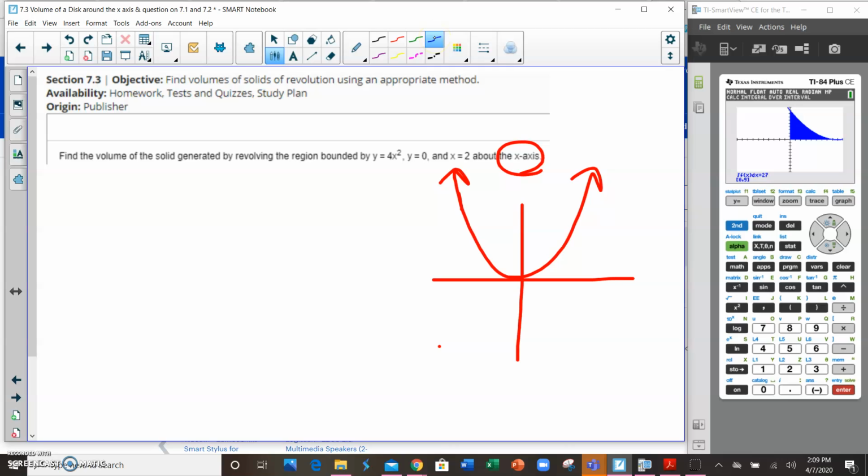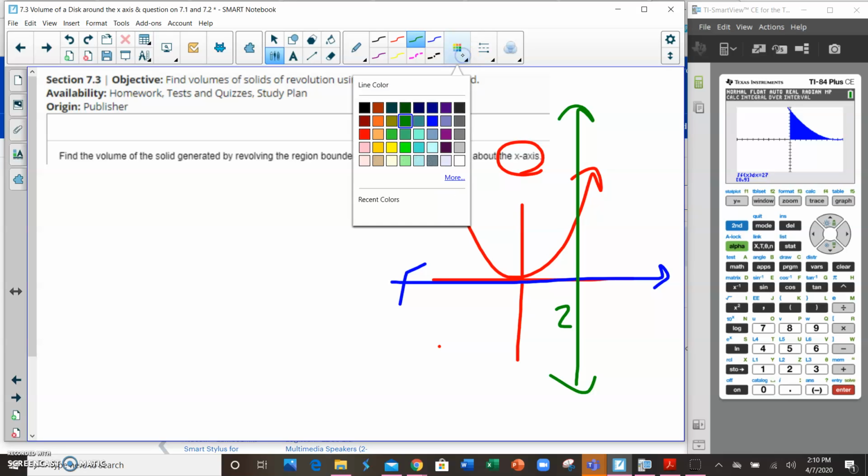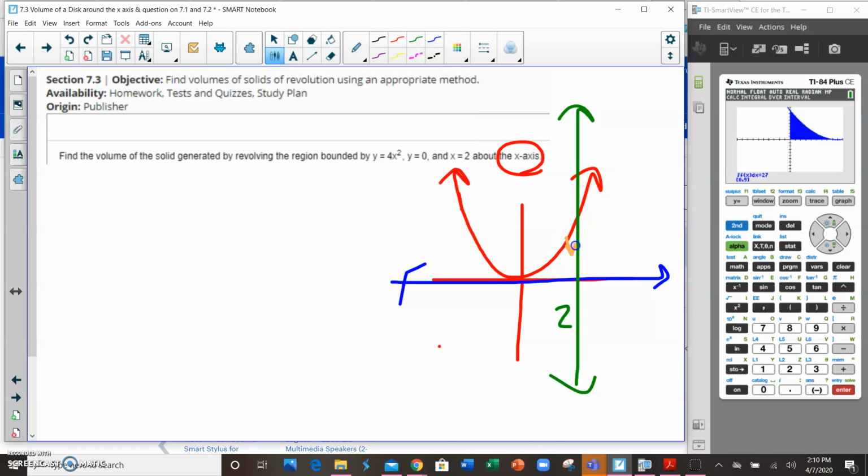So where is y equals 0? That means you don't go up and you don't go down. So here is y equals 0. And then we also have x equals 2. So where is x equals 2? Maybe right there. So we're going to put it here. There's x equals 2. So what we're going to do is find the volume of the solid when we generate that around the x-axis. So we are going to take that little shape here that we just found, and we're going to revolve that around the x-axis.